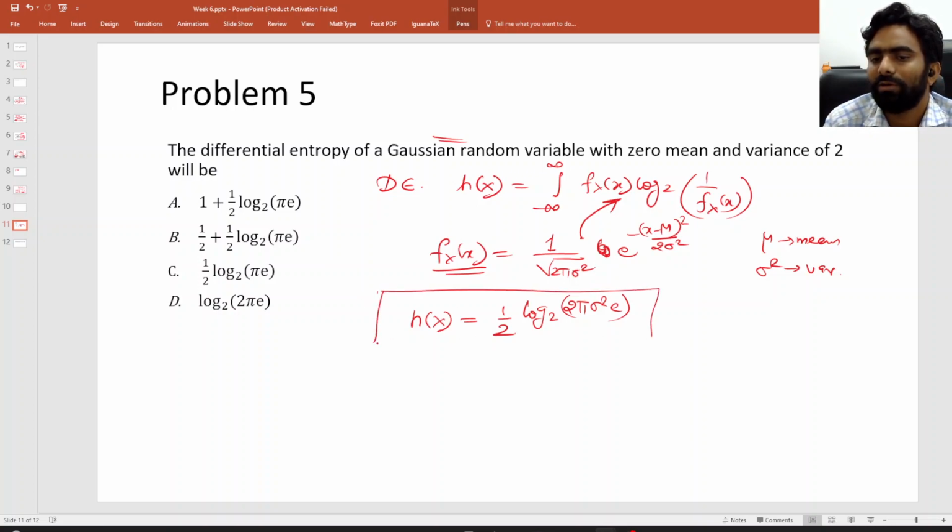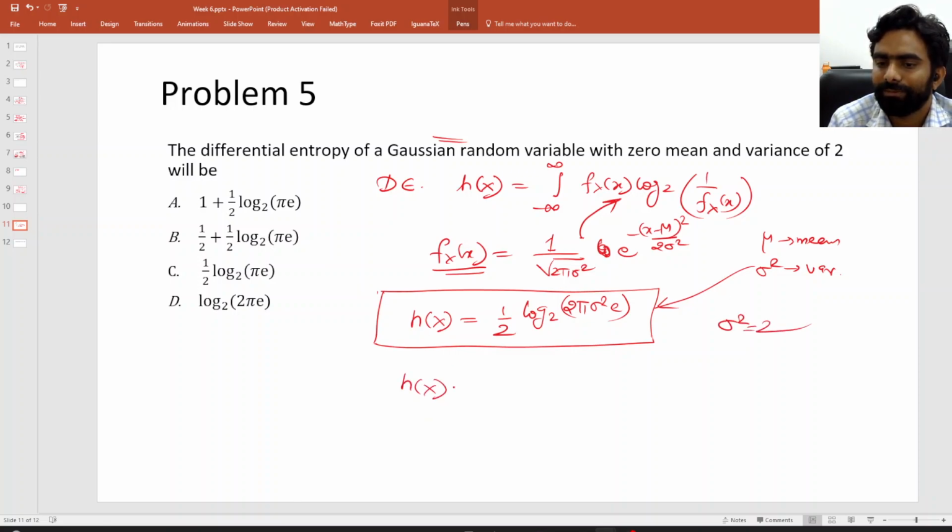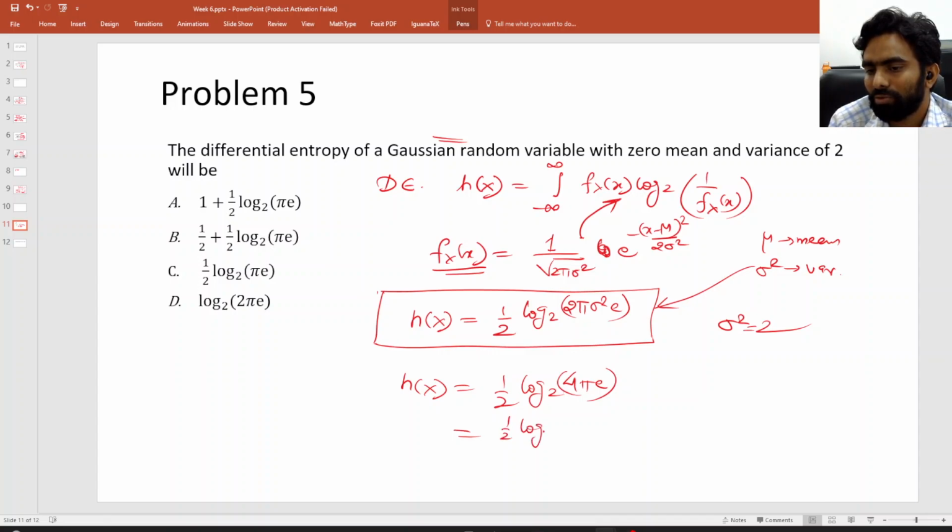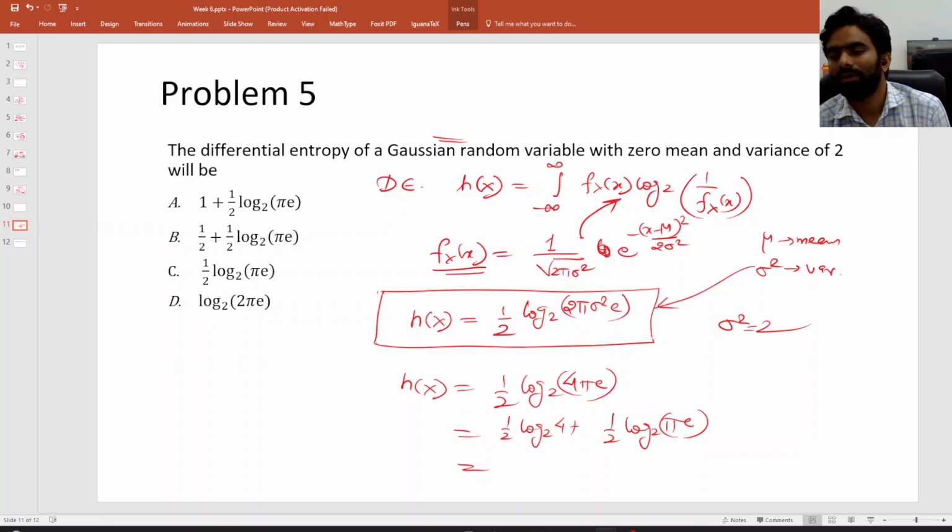This expression you will get for any mean and variance. Here the variance is given as 2, sigma square is 2. So directly put 4 pi and again apply the formula. So it will be half log 2 of 4 plus half log 2 of pi e, which would be 2 square, half is cancelled, so 1 plus half log 2.